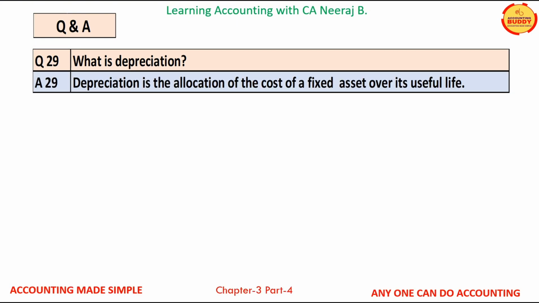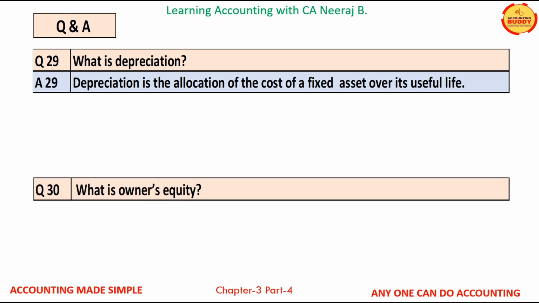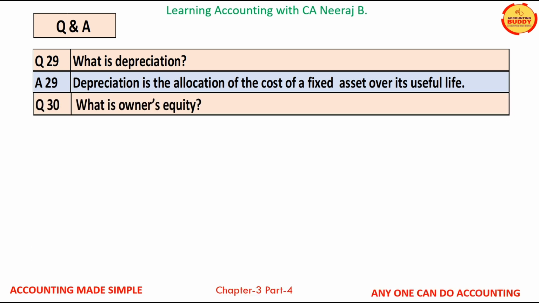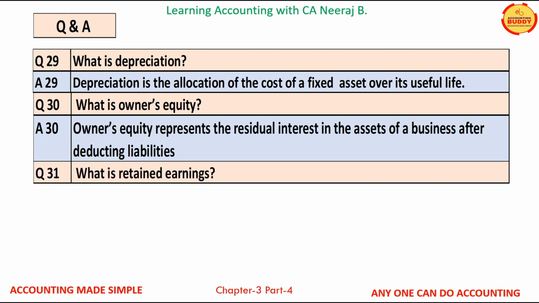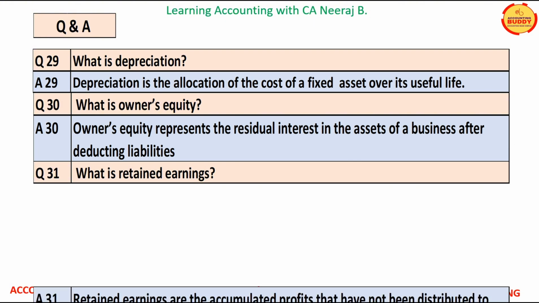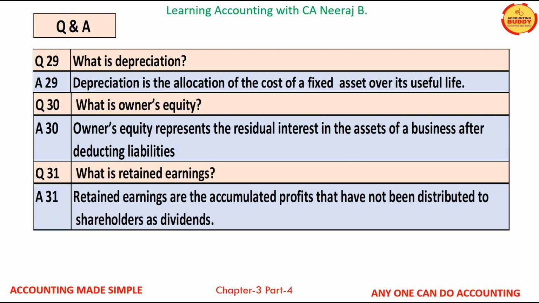The answer is, depreciation is the allocation of the cost of a fixed asset over its useful life. Question number 30. What is owner's equity? The answer is, owner's equity represents the residual interest in the assets of a business after deducting liabilities. Question number 31. What is retained earnings? The answer is, retained earnings are the accumulated profits that have not been distributed to the shareholders as dividends.